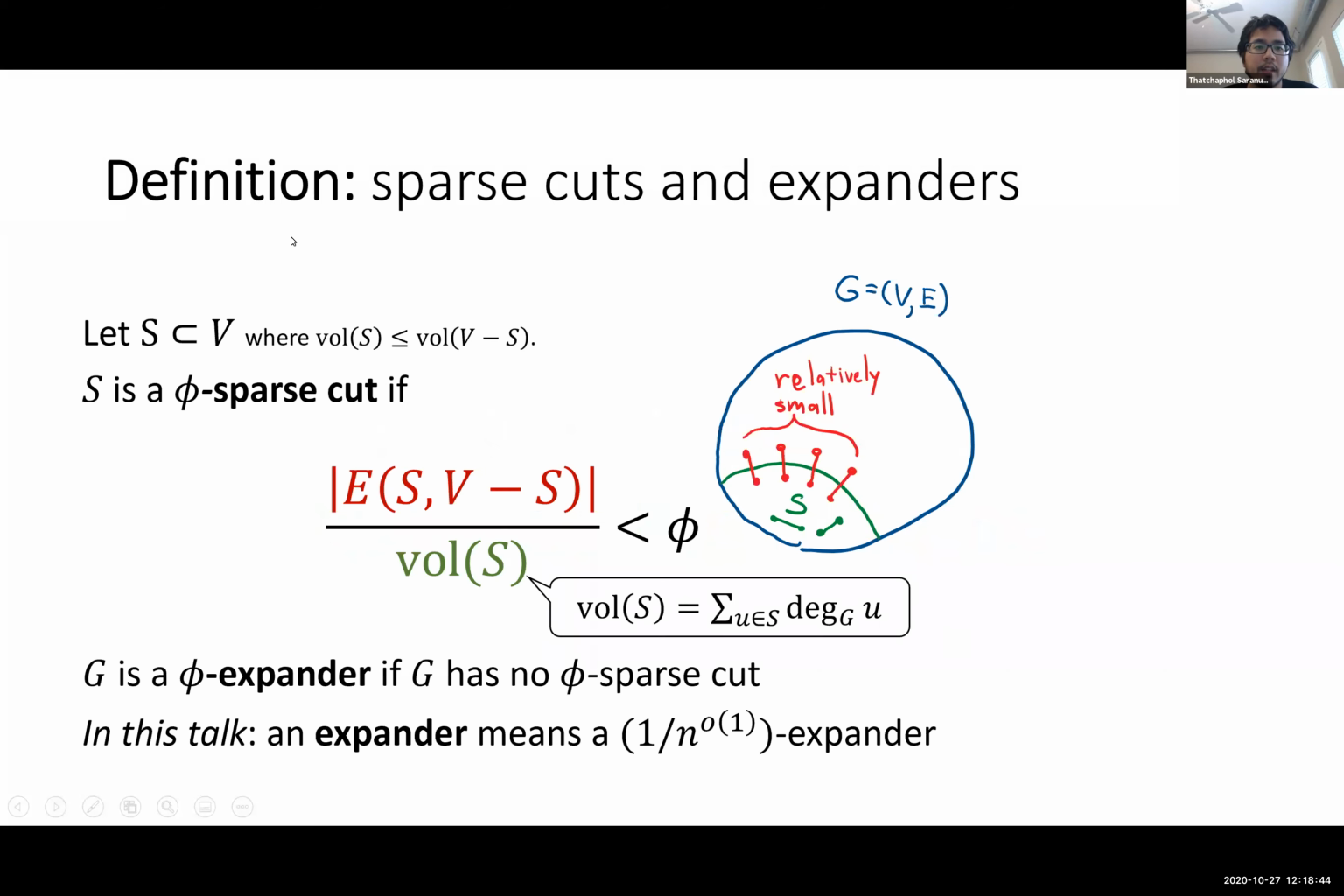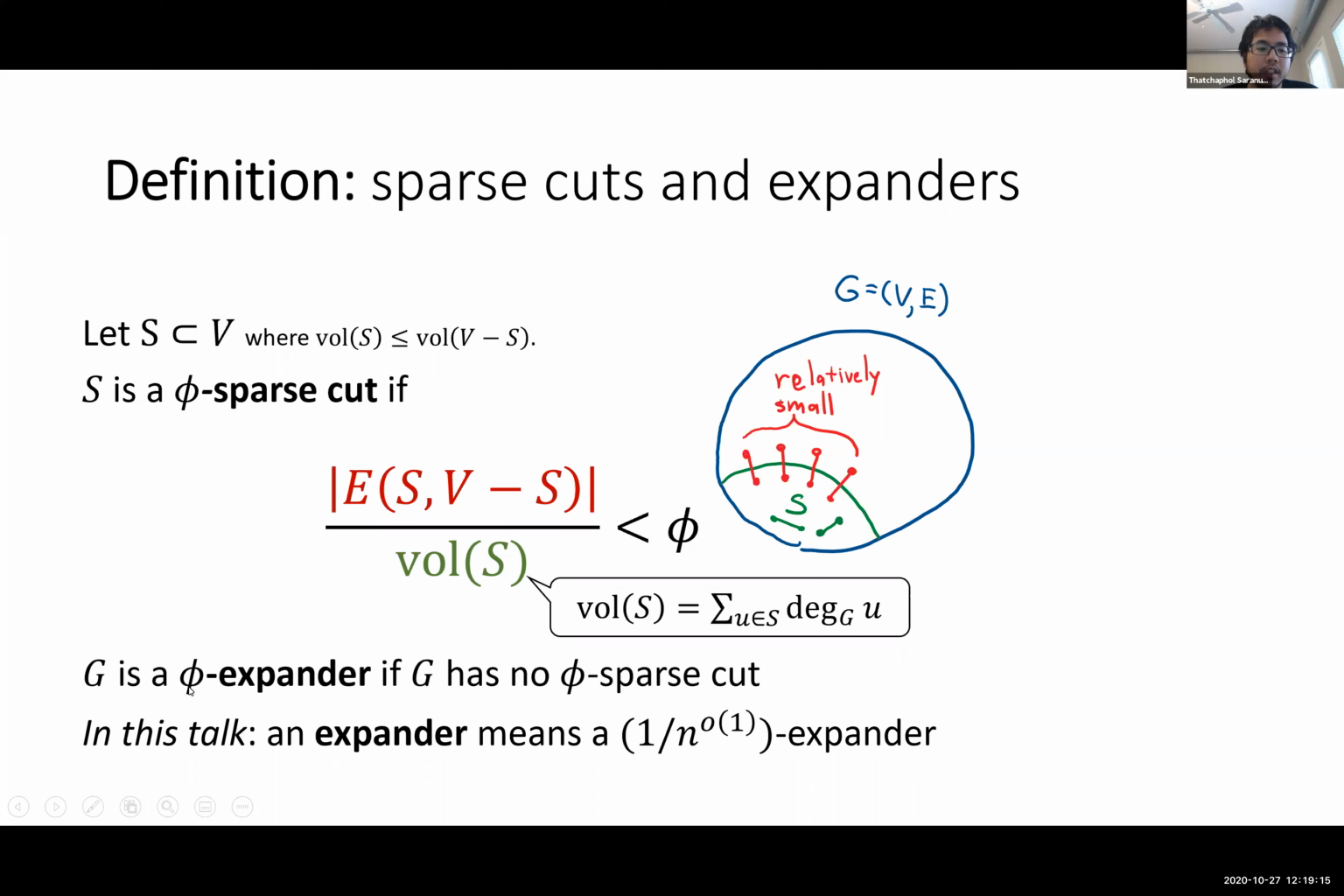Before defining this, I need some definitions. Let's say that S is a cut in the graph, on the smaller side. We say that S is a phi-sparse cut if the ratio between the cut size and its volume, which is the sum of the degrees, is less than phi. That is, the cut size is relatively small compared to its volume.